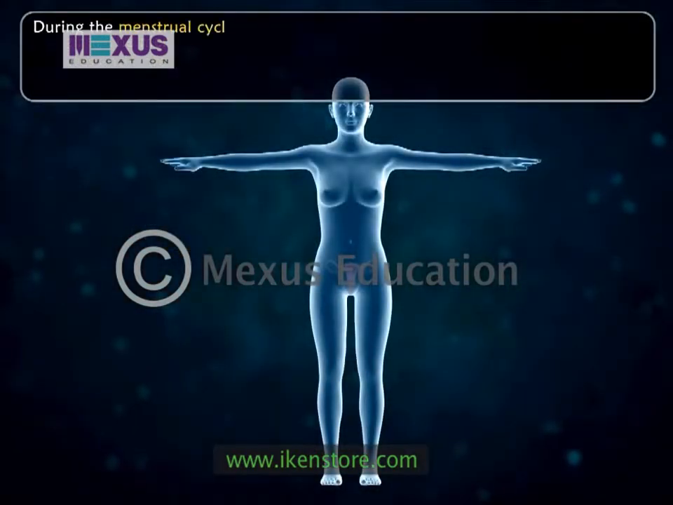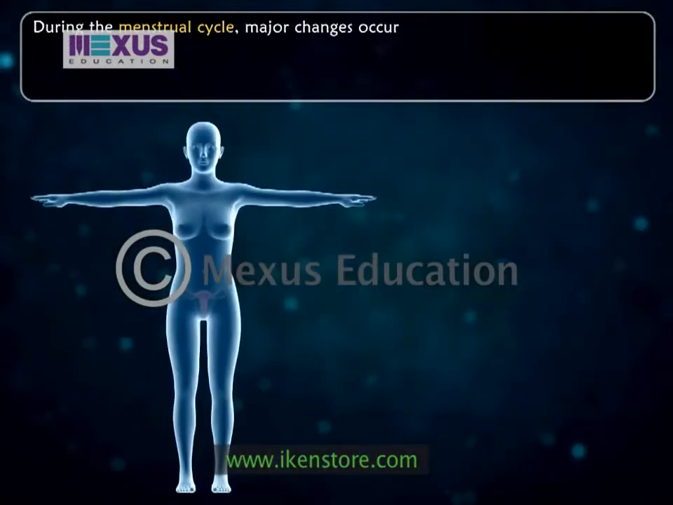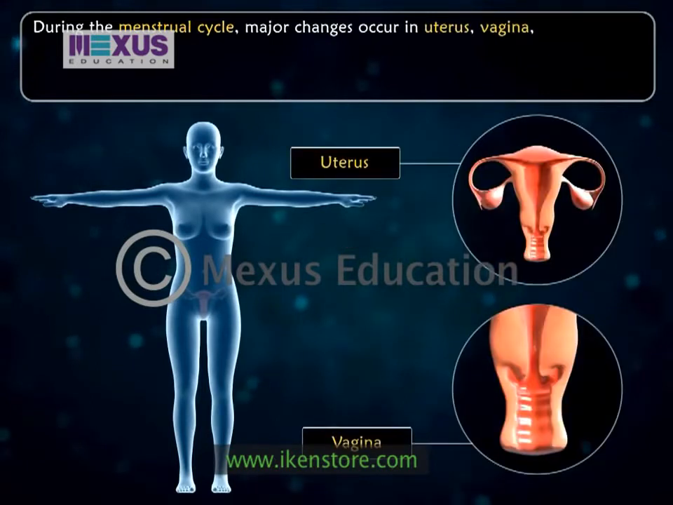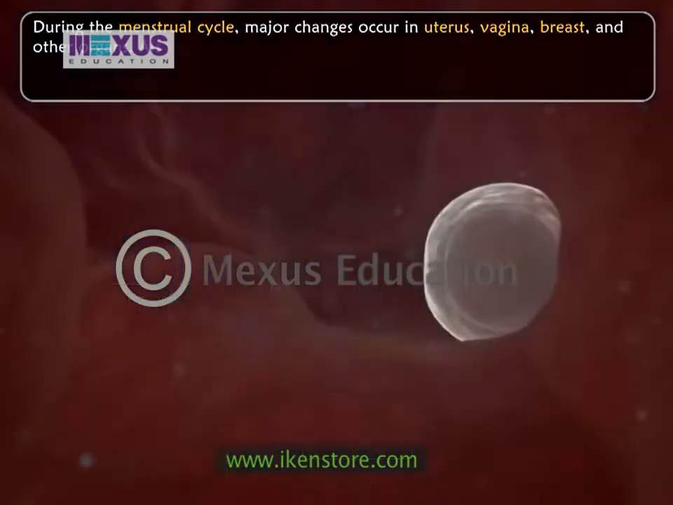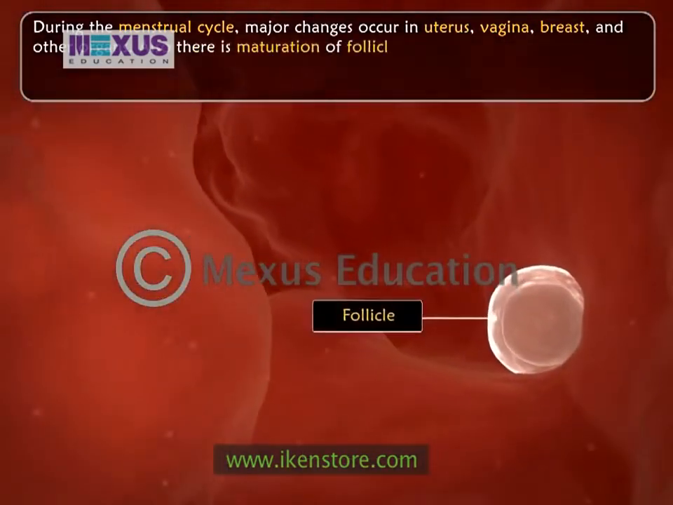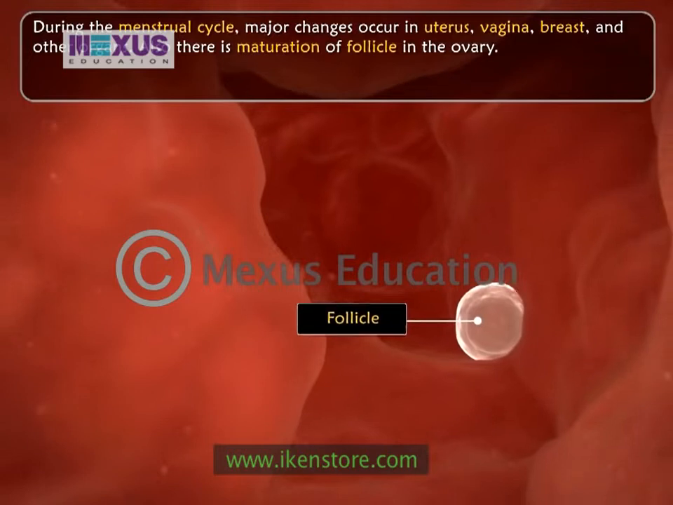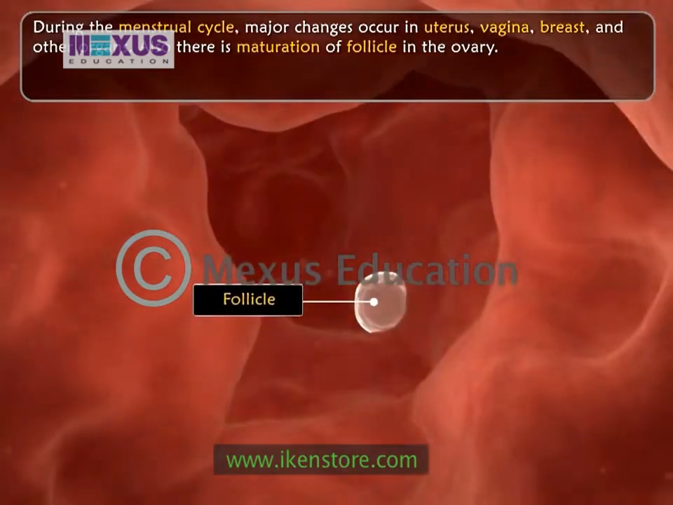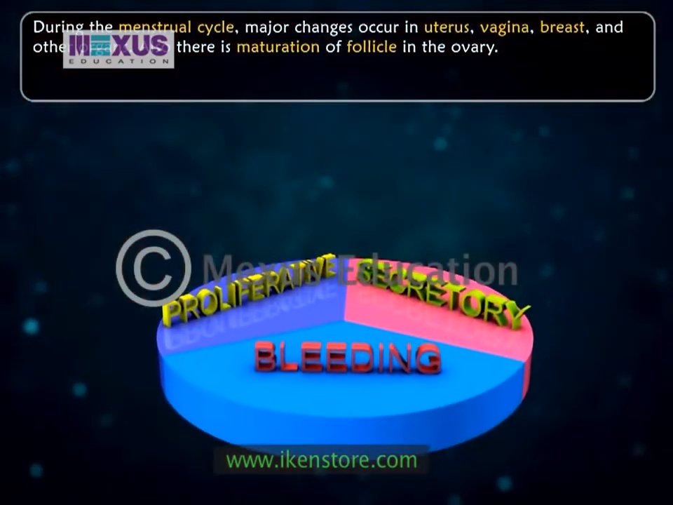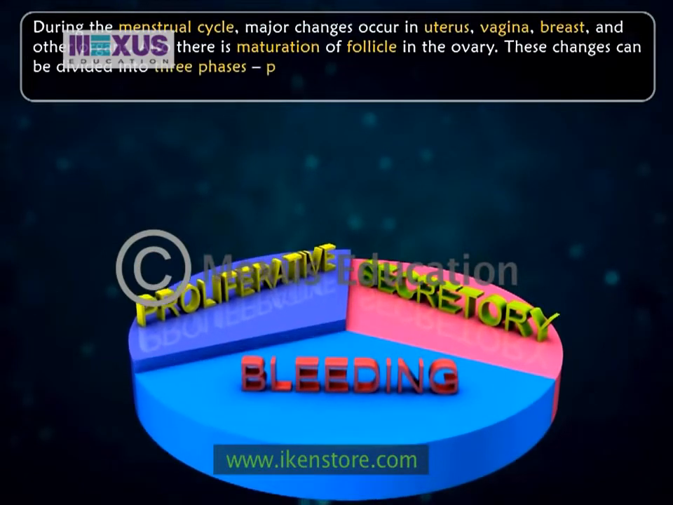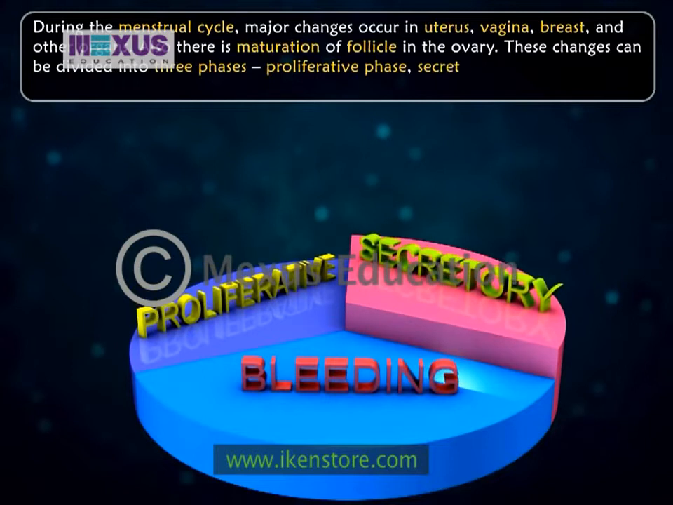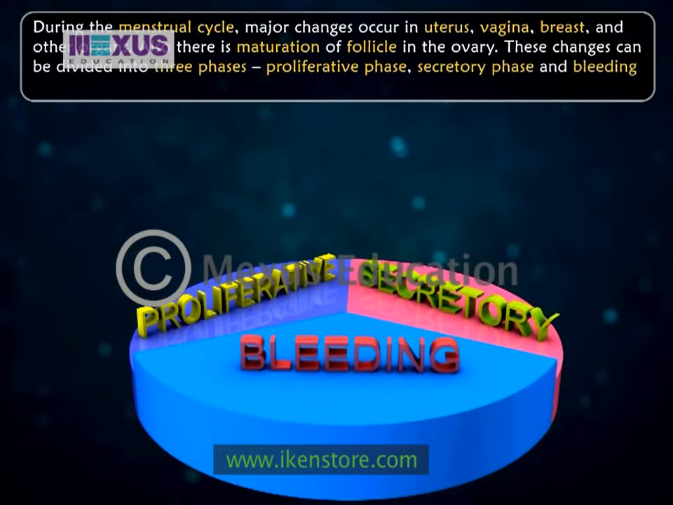During the menstrual cycle, major changes occur in the uterus, vagina, breast, and other organs. Also, there is maturation of the follicle in the ovary, or ovarian cycle. The changes during a menstrual cycle can be divided into 3 phases: proliferative phase, secretory phase, and bleeding phase.